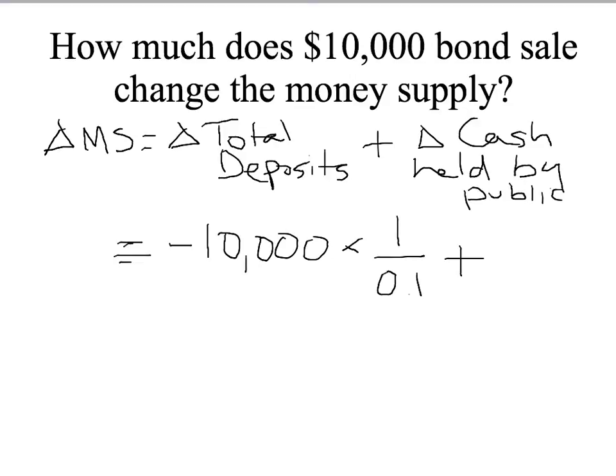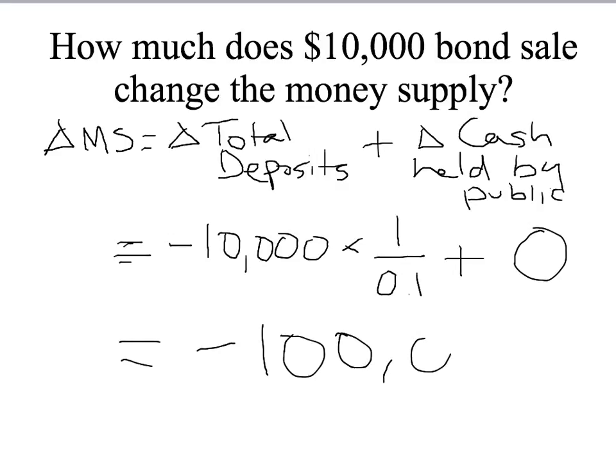So then we take our money multiplier effect, and the total change is going to be $100,000. So that one contractionary open market operation of that $10,000 bond sale has changed the total money supply by negative $100,000. Remember, this is a contractionary open market operation. The Fed is selling bonds and taking back cash.